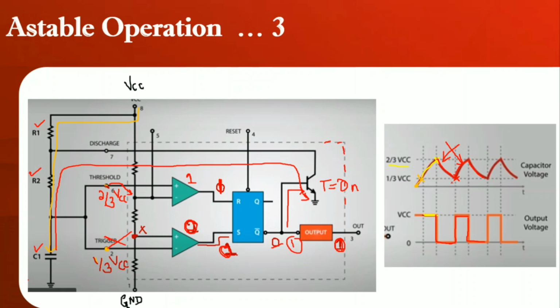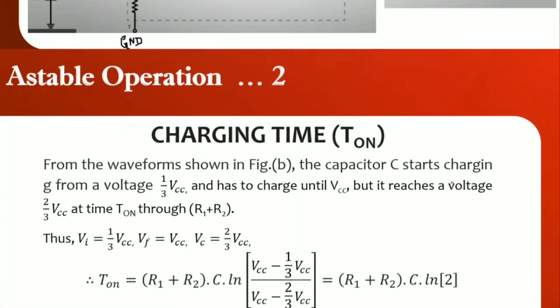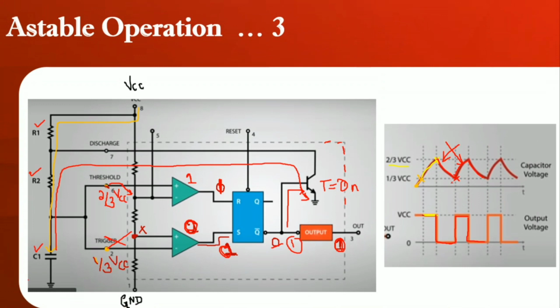Understood? So the next one is charging time and discharging time. Before telling that, make note that this is the charging point. This charging is due to the resistors R1 and R2. And this is the discharging time, which is mainly due to R2.